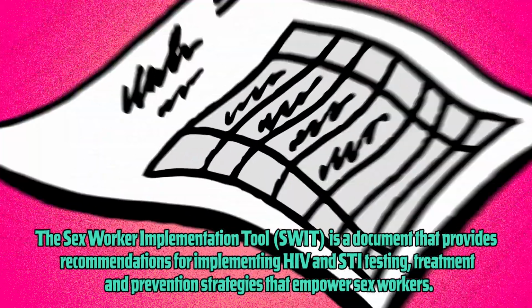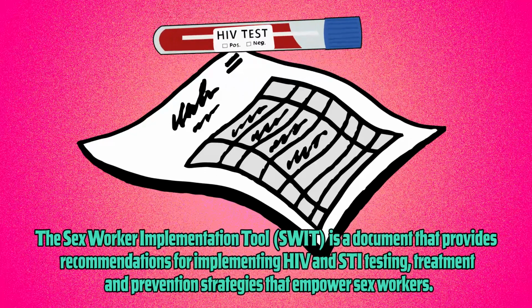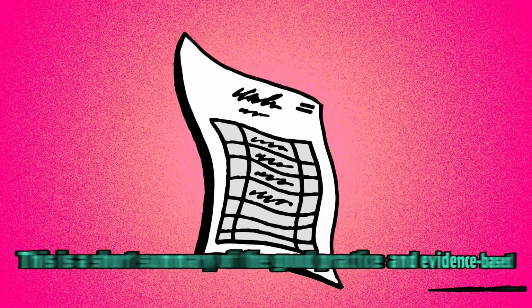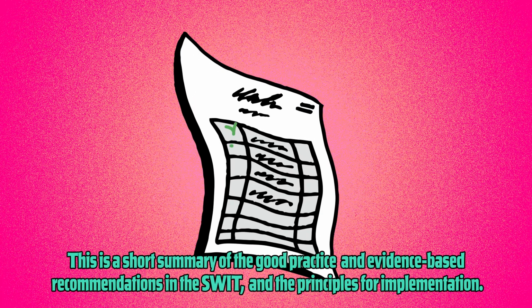The Sex Worker Implementation Tool, or SWIT for short, is a document that provides recommendations for implementing HIV and STI testing, treatment and prevention strategies that empower sex workers. This is a short summary of the good practice and evidence-based recommendations in the SWIT and the principles for their implementation.